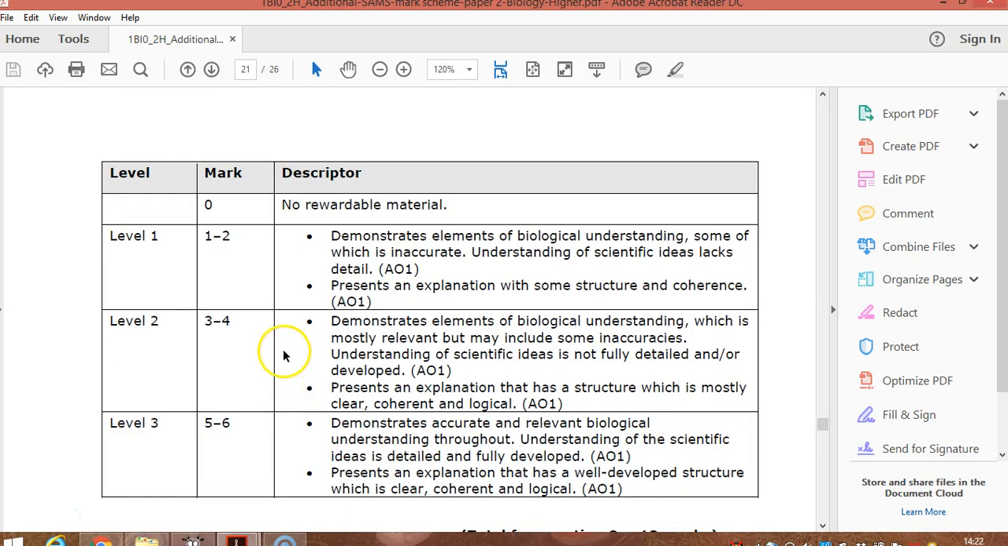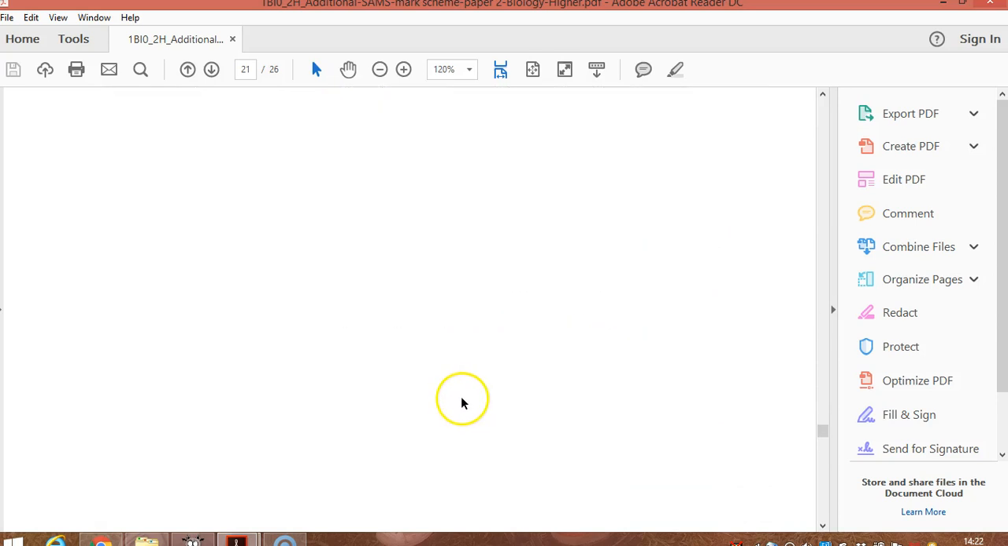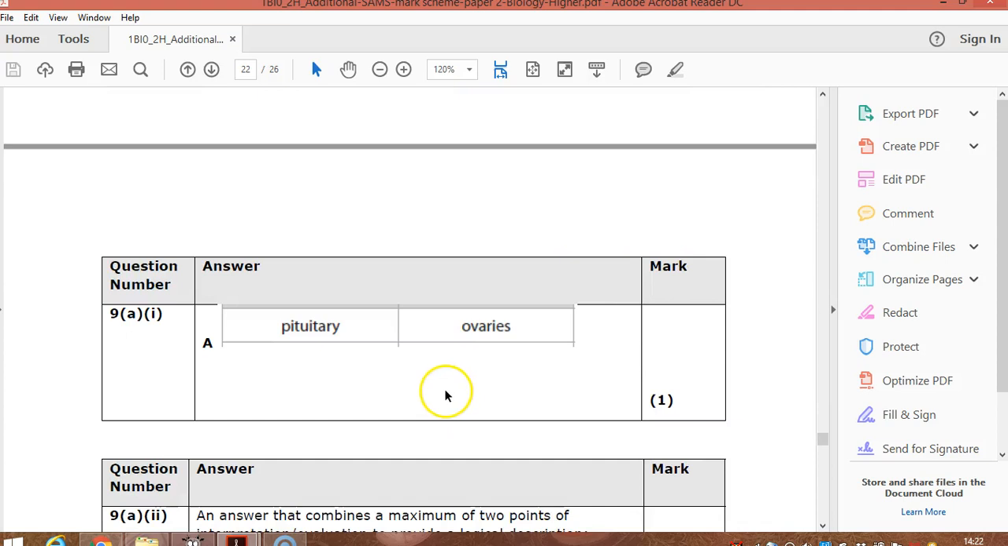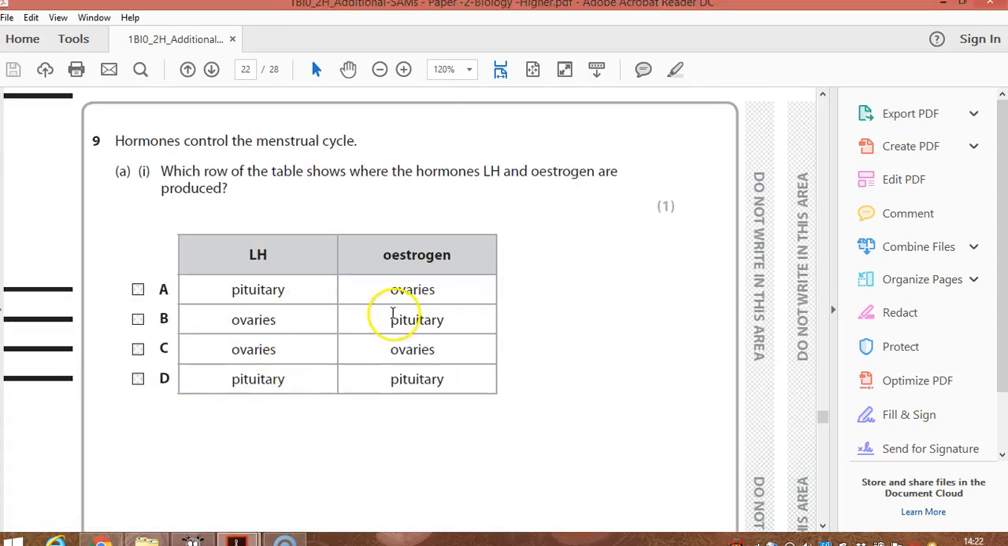Oh, sorry. Right, so there you go. So there's the levels. You're going to need construction and coherence, and you've got to have structure and be logical as well. That's a good point. So sorry, for the menstrual cycle question, it's the pituitary gland and ovaries. So it's A.